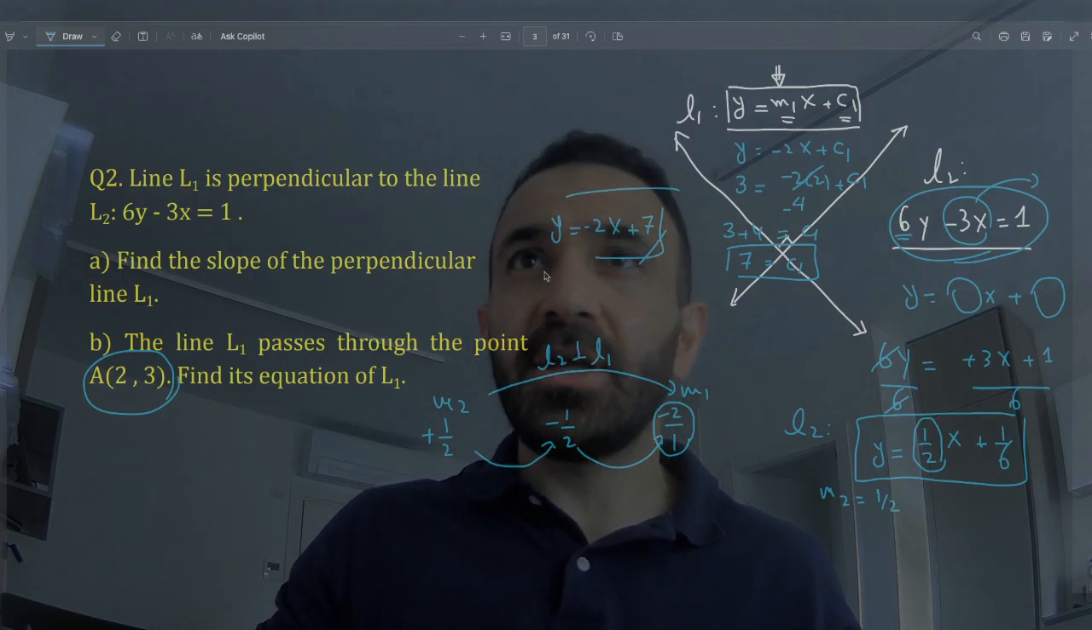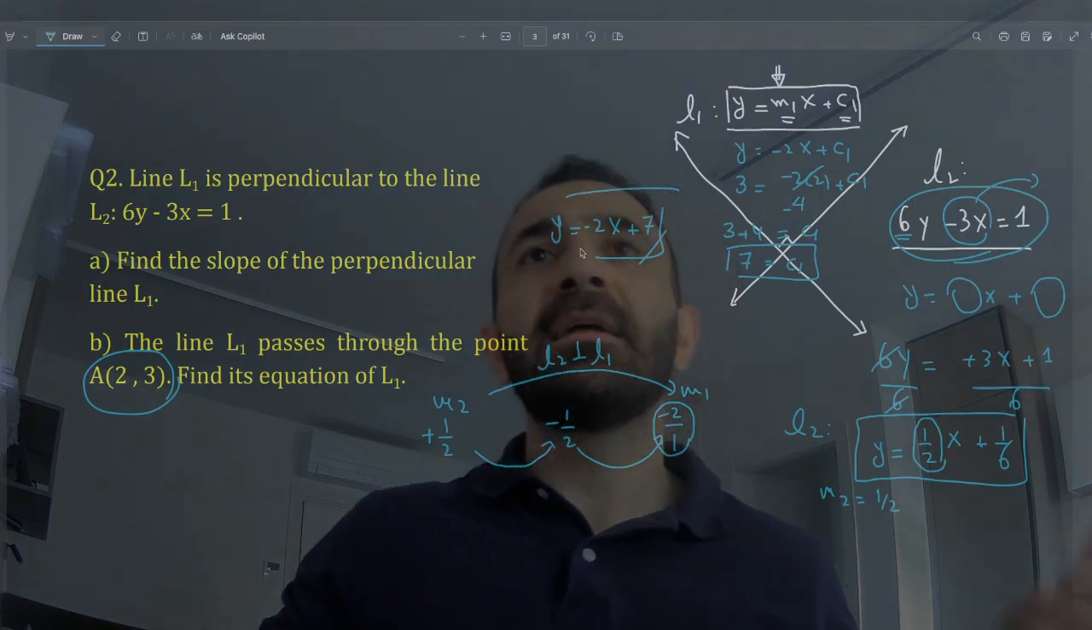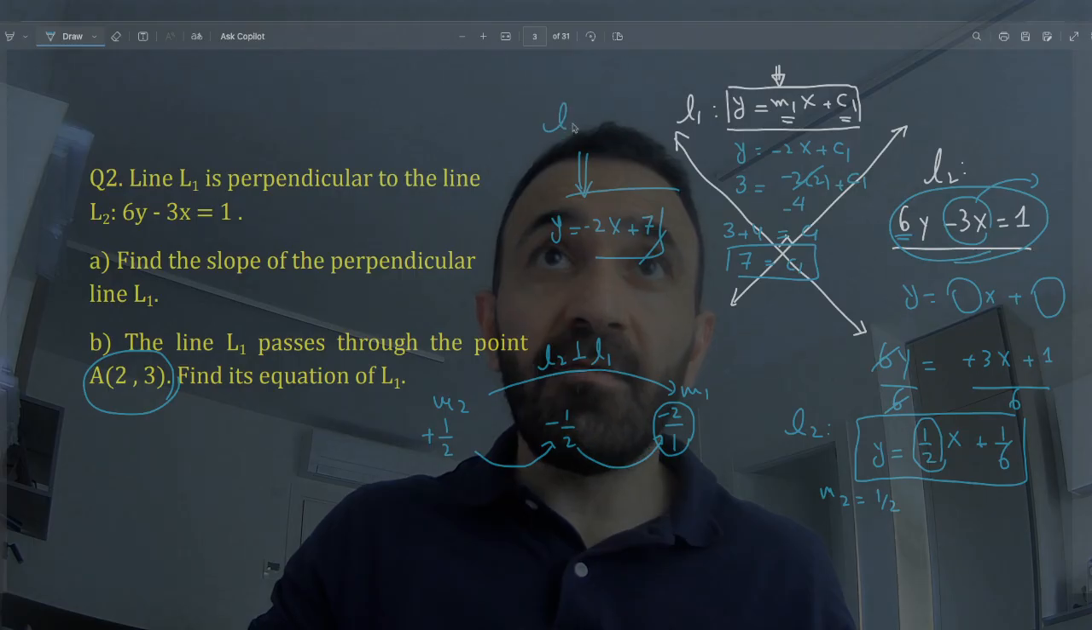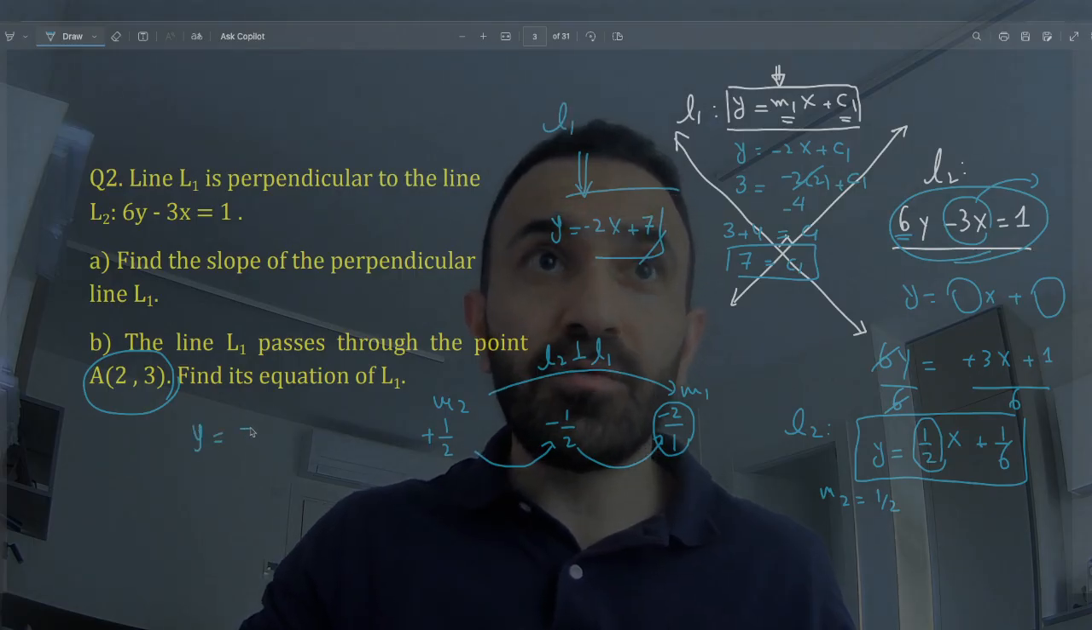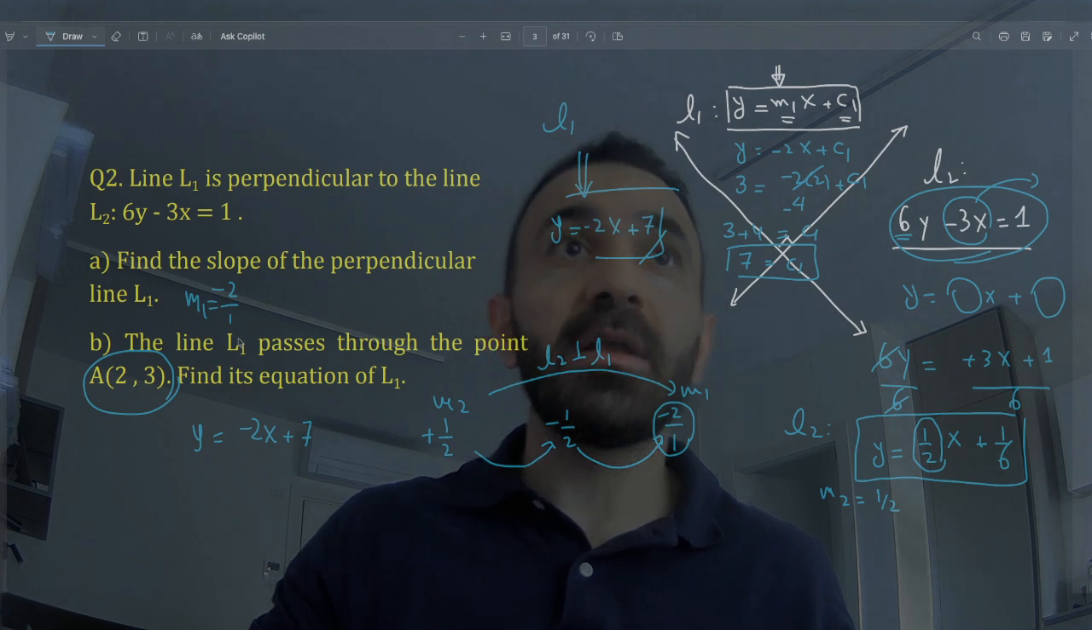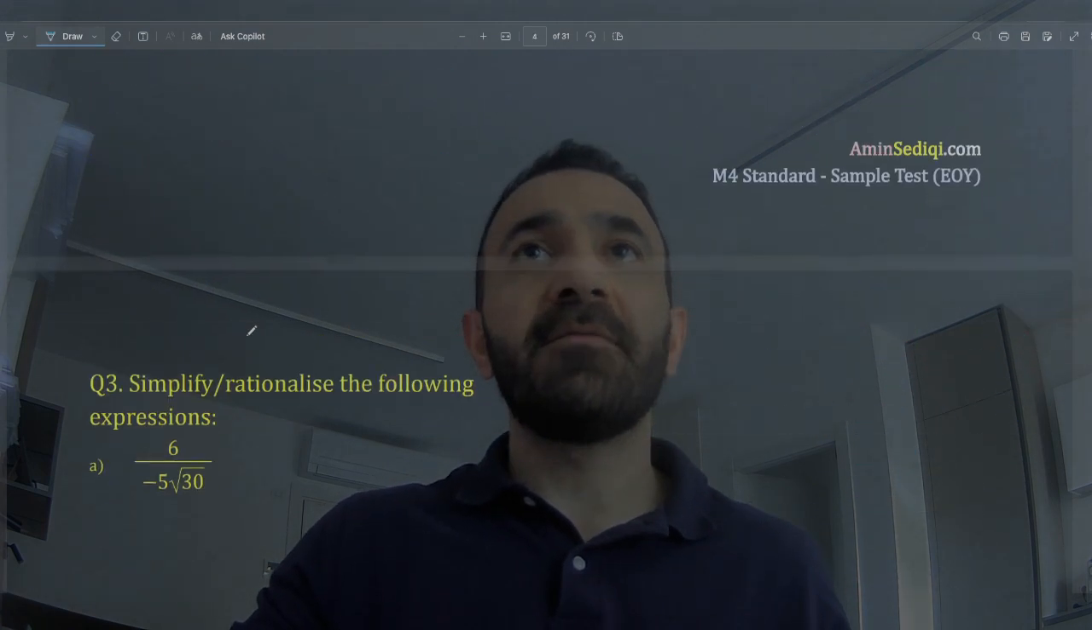Let me see. 3 minus 2 times 2 minus 4. Yes, 7. Okay? That's it. So this is the equation of line 1, L1. y equals minus 2x plus 7. And here the slope is minus 2 over 1. Slope of line 1. Okay? That's it. The first two questions.